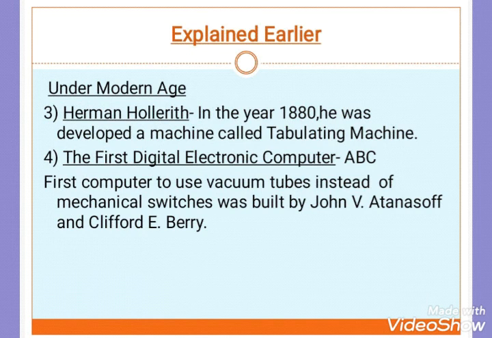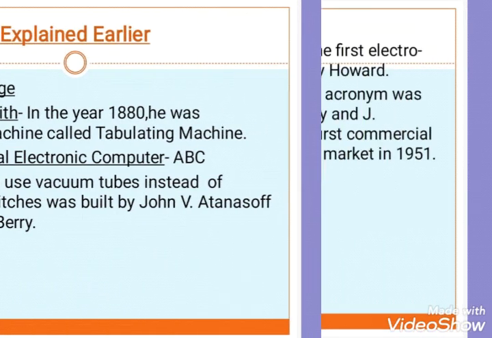The fourth point, the first digital electronic computer, that is ABC. It was the first computer to use vacuum tubes instead of mechanical switches. It was built by John V. Atanasoff and Clifford E. Berry. Like a modern computer, it used the binary number system.